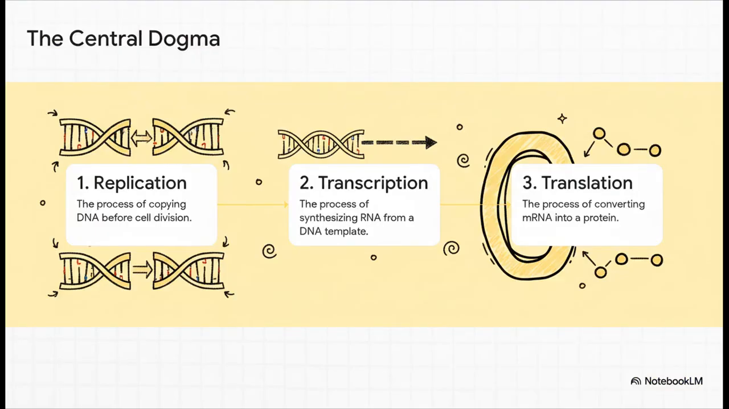This whole operation runs on a 3-step process, and it's so fundamental it's called the Central Dogma. First, the cell needs to copy its DNA perfectly. That's replication. Then, it makes a temporary, portable message from that DNA. That's transcription. And finally, it uses that message to build a protein, and that, my friends, is translation. So just remember, copy, transcribe, build.